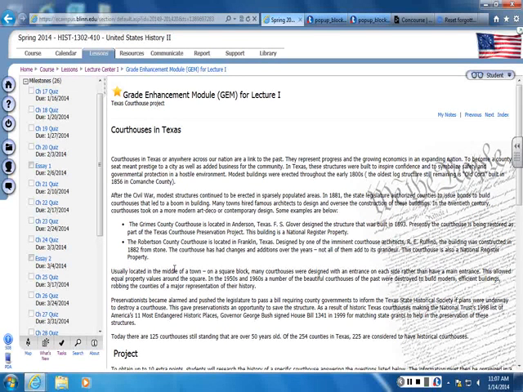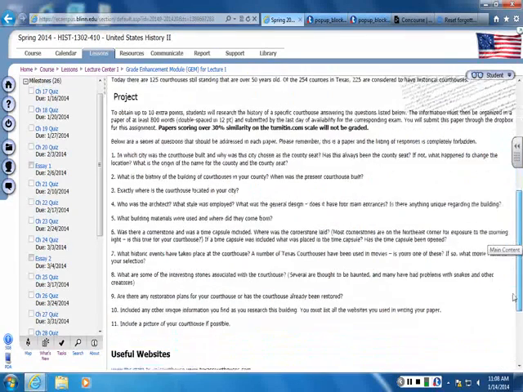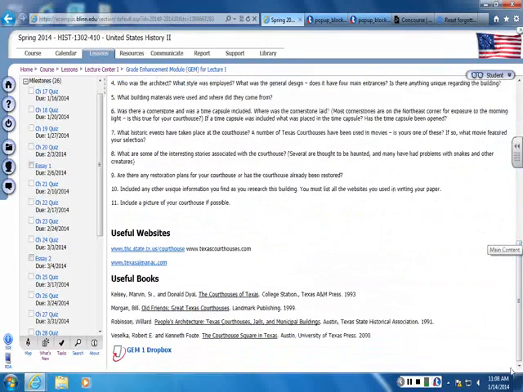It is for you to research the history of your courthouse, be it here in Brazos County if you want to, or be it somewhere else, where your hometown is. If you are not from Texas, you are more than welcome to choose one. All right? Okay. Now, what will happen when it is ready to be submitted? Click right here, Gem 1 Dropbox, and it will be.